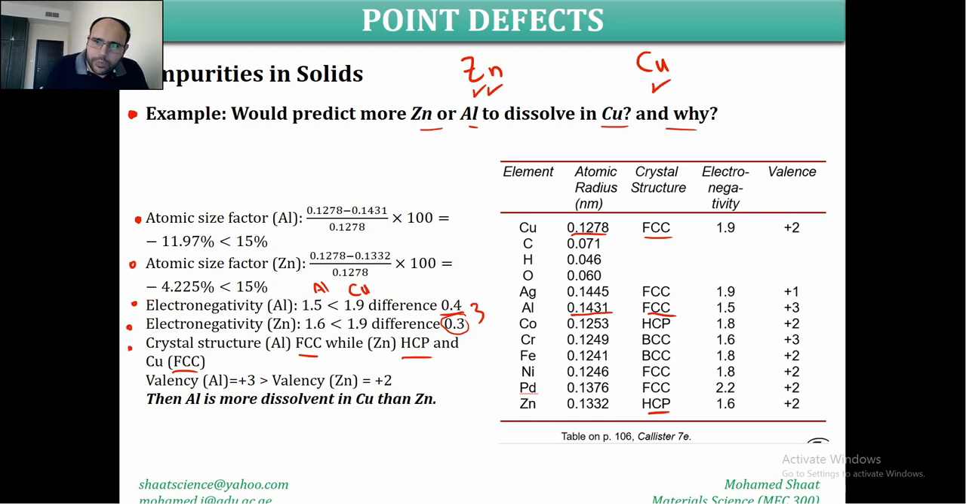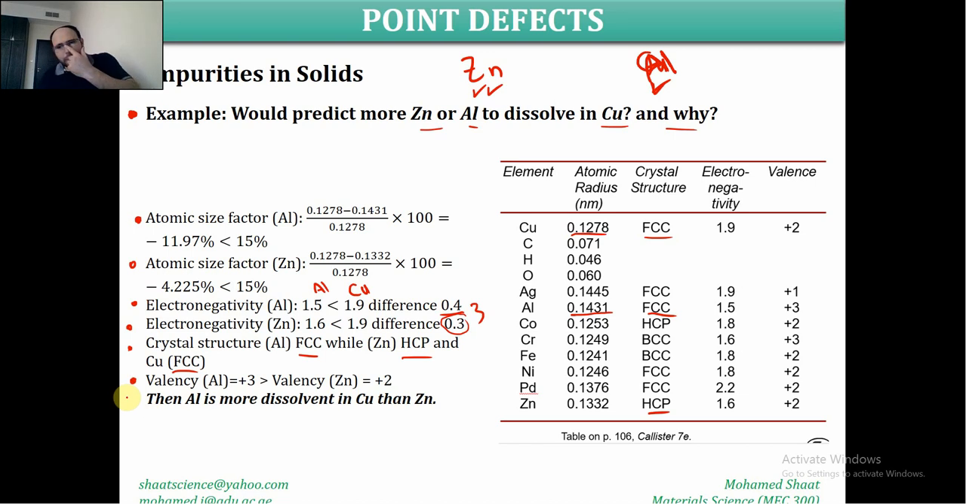This gives 1 more point to the copper over the zinc. I'm sorry, to the aluminum. We are comparing the aluminum and the zinc. The host material is the copper. So this gives 1 point to the aluminum over the zinc. We still need to compare the last condition.